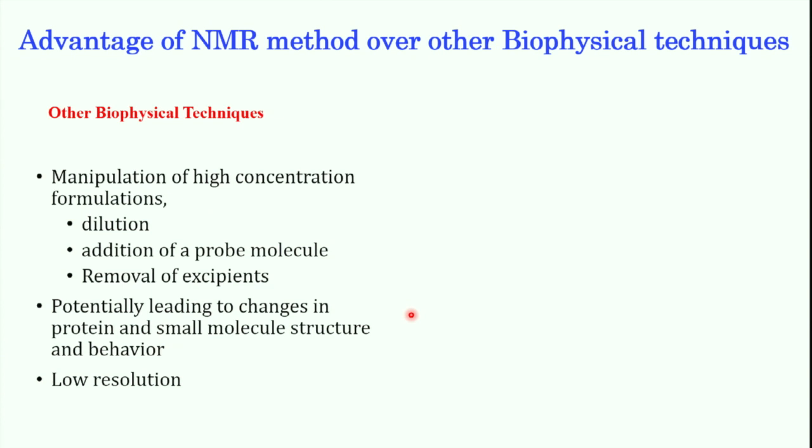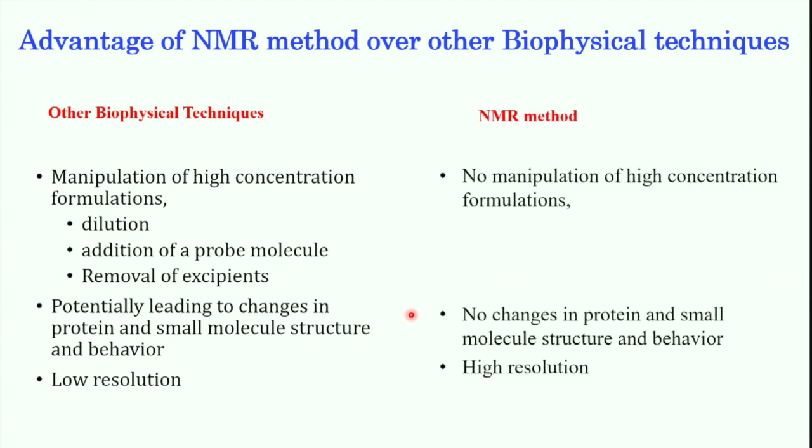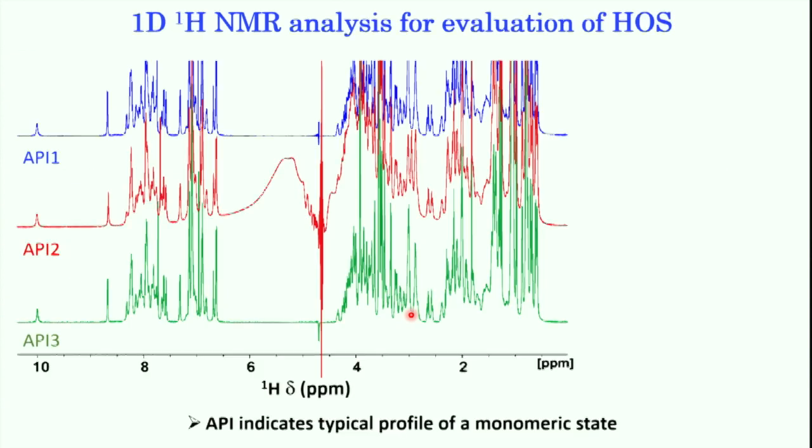The other techniques are low resolution, whereas NMR is really high resolution. The only limitation is that it has low sensitivity, right. So, no manipulation in NMR, no change in protein structure, and it is high resolution, that is what we have. So, let us look at what we can do.